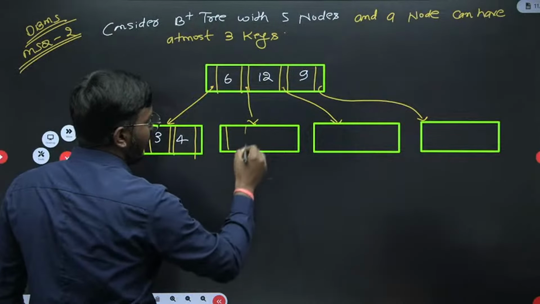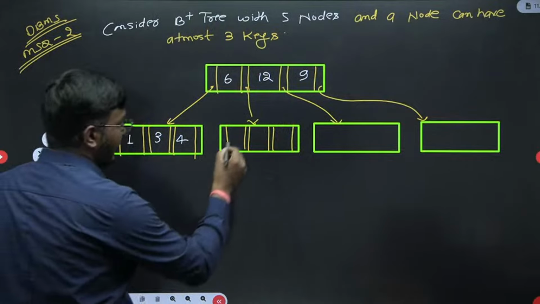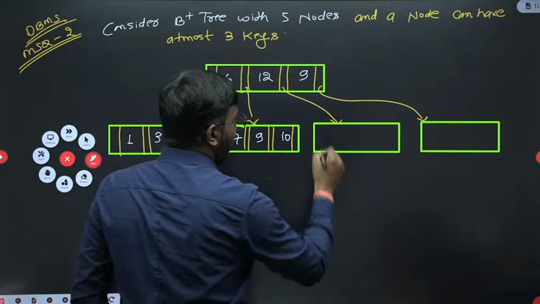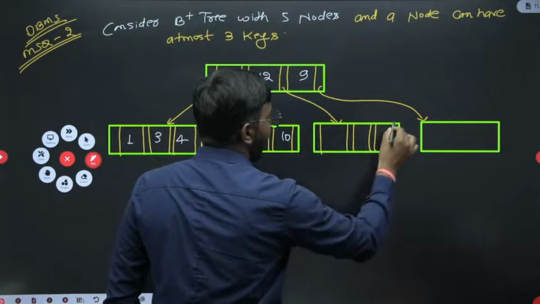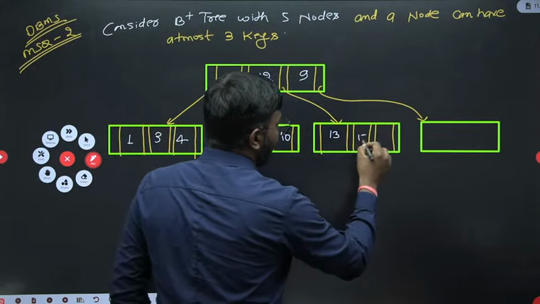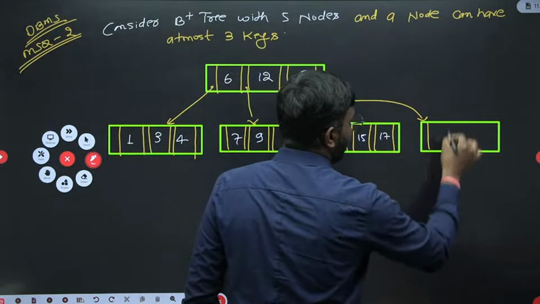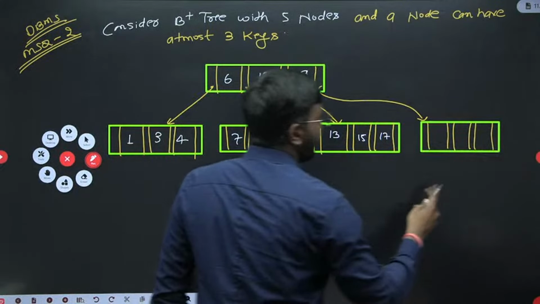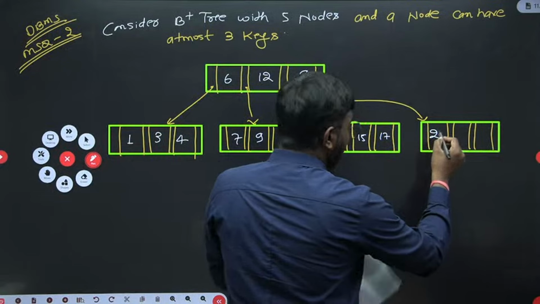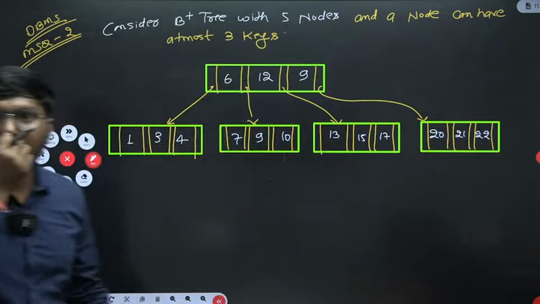Similarly here we also have the keys 7, 9, 10. And here is 13, then 15, then 17, and the last one is 20, 21 and 22. Getting my point now? Understood?